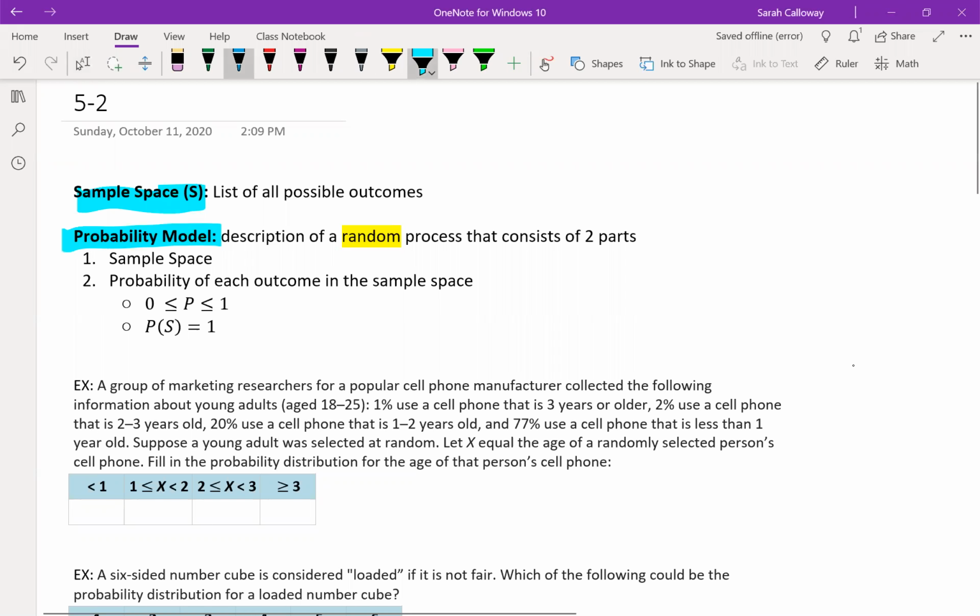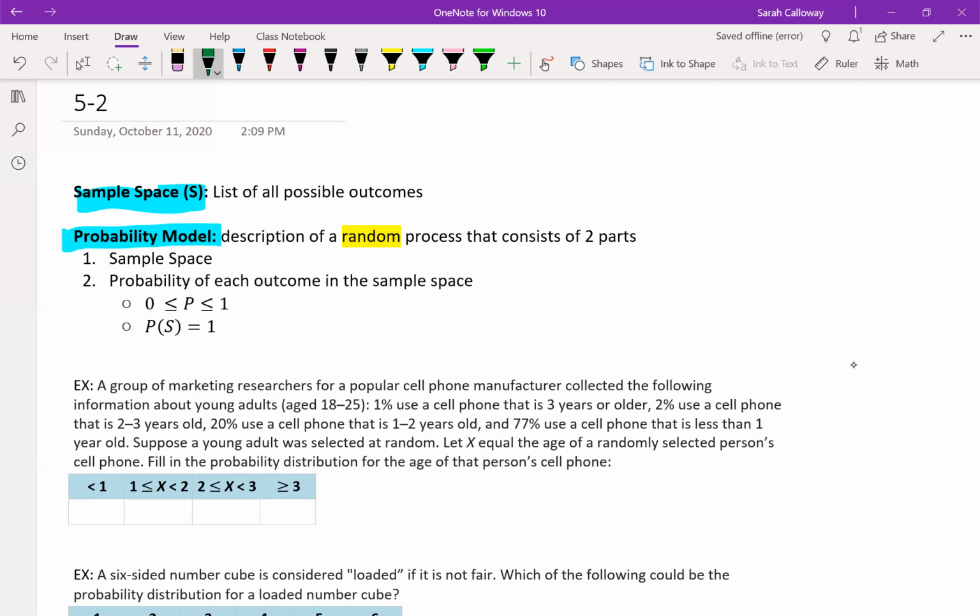A probability model is some description of a random process that consists of two parts. The first part is that sample space. So it's looking at all the possible outcomes that could occur in that situation, and then computing the probability of each outcome in the sample space. Remember that the probability has to be a number between 0 and 1. So that means that it is a decimal value and a positive decimal value.